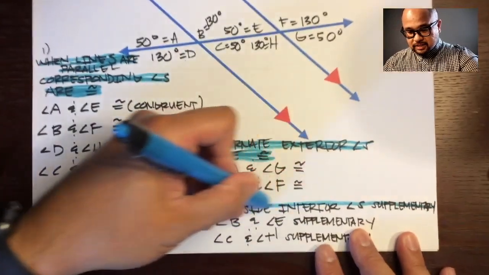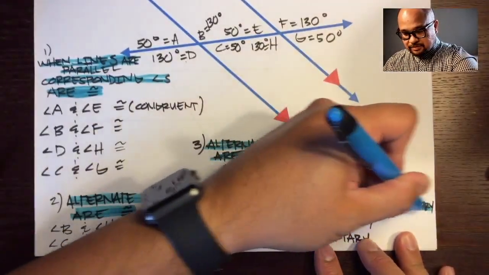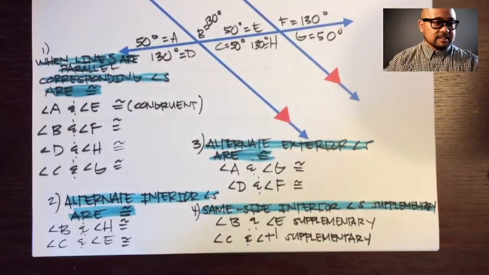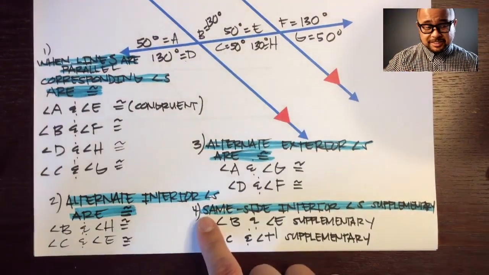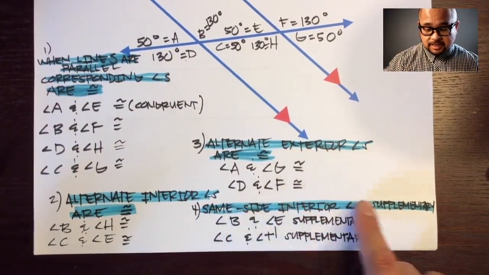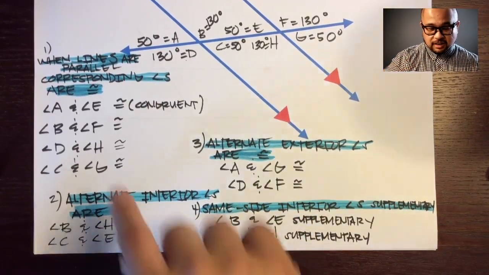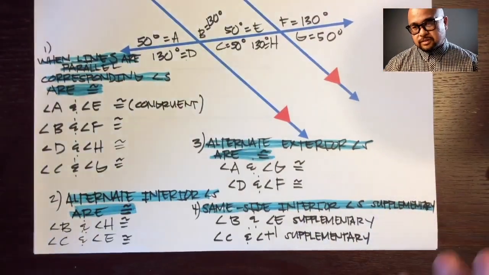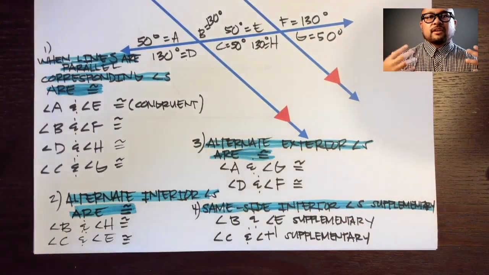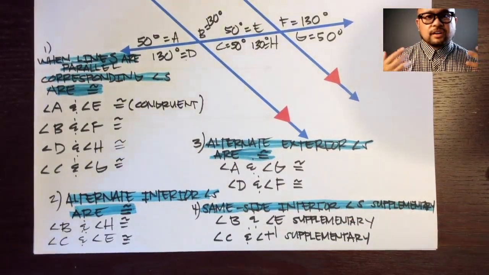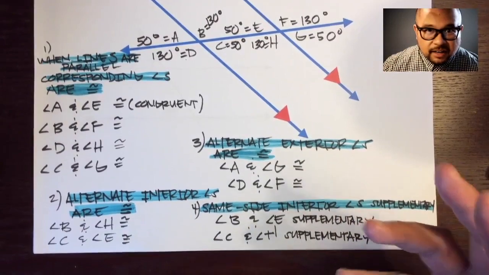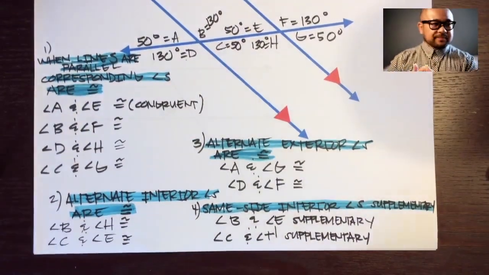So just remember, which one's the different one? The same side interior. Remember that, look, there's an S. Same side, supplementary. Same side, supplementary. All the other ones: corresponding angles, congruent. Alternate interior angles, congruent. Alternate exterior angles, congruent. But same side, supplementary. Okay?